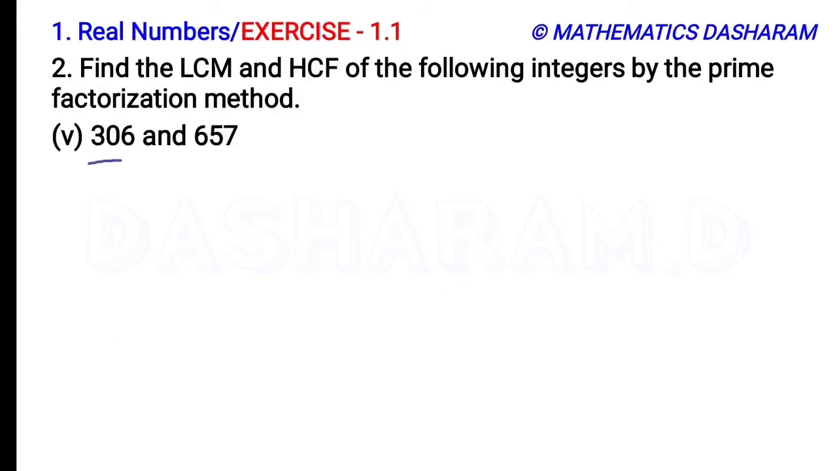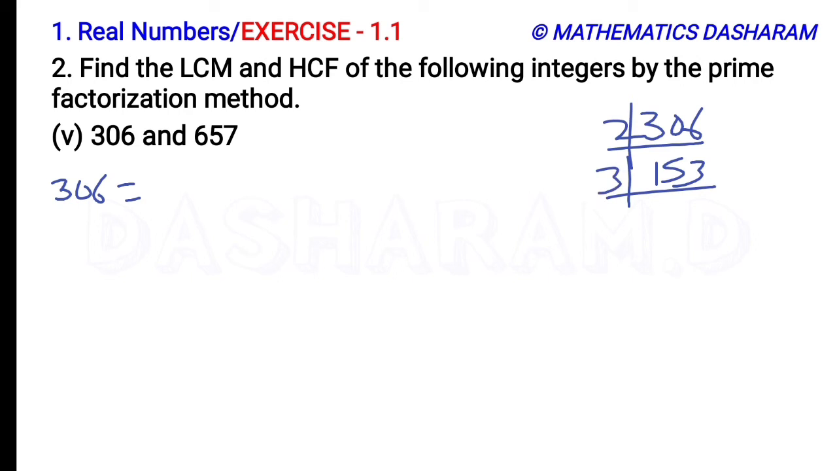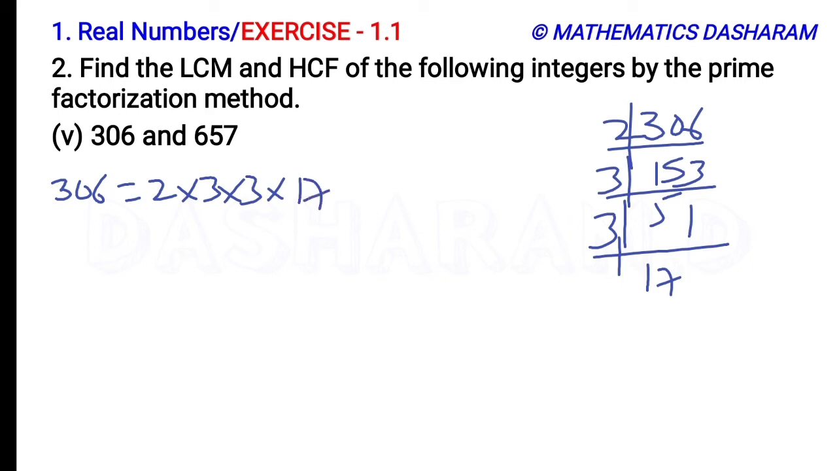Fifth question, 306 and 657. First number 306. It is coming in the 2 table, 2 ones are 2, 2 5s are 10, 2 3s are 6. Next 3 table, 3 5s are 15, 3 ones are 3. Again 3 table, 3 ones are 3, remainder 2, 3 7s are 21. 17 is a prime number. So 2 into 3 into 3 into 17.